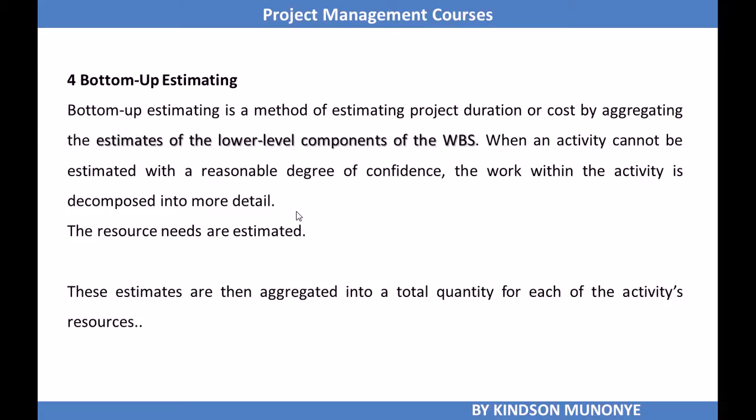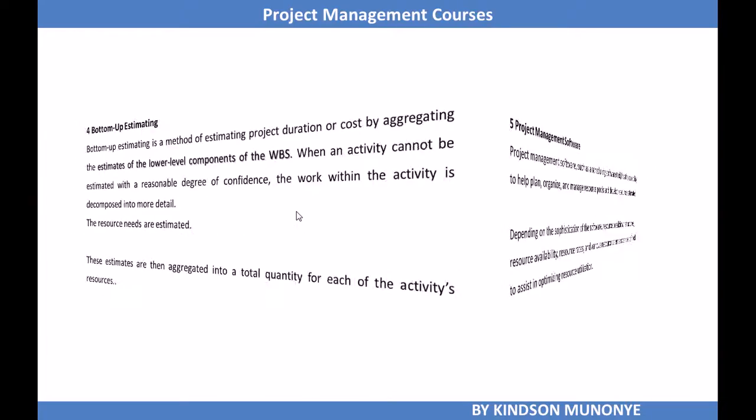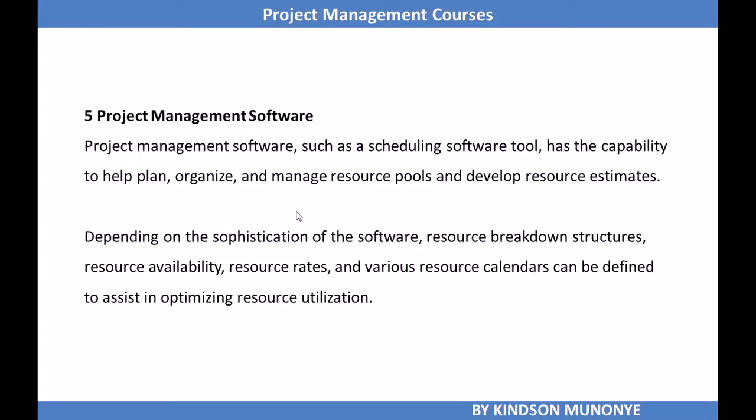The estimates that you made are then aggregated into a total quantity for each activity's resources. So when we are talking of bottom-up estimating, we are talking of taking the lower level components, estimating them, and then aggregating them to a higher level. And if you find it difficult to make estimates for a lower level component, you also decompose it into further lower level components to enable you to estimate. So this tool and technique we've discussed is bottom-up estimating.